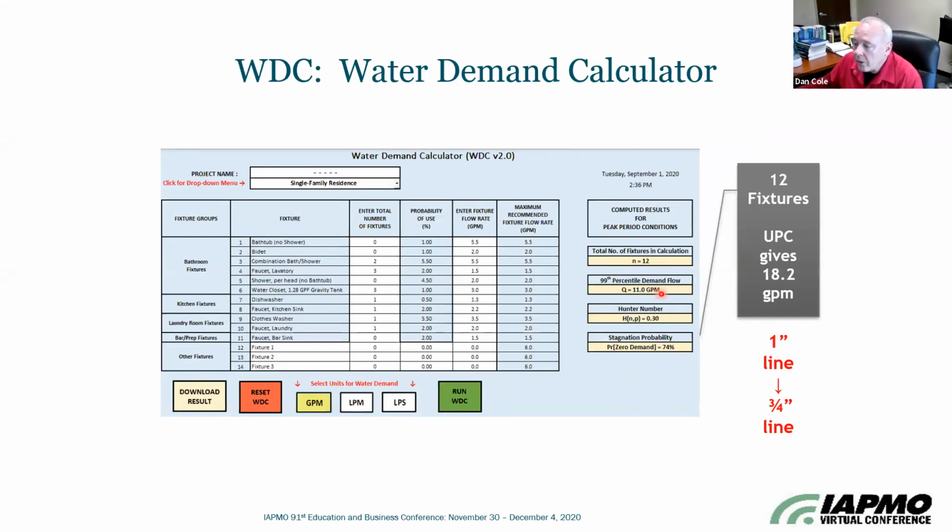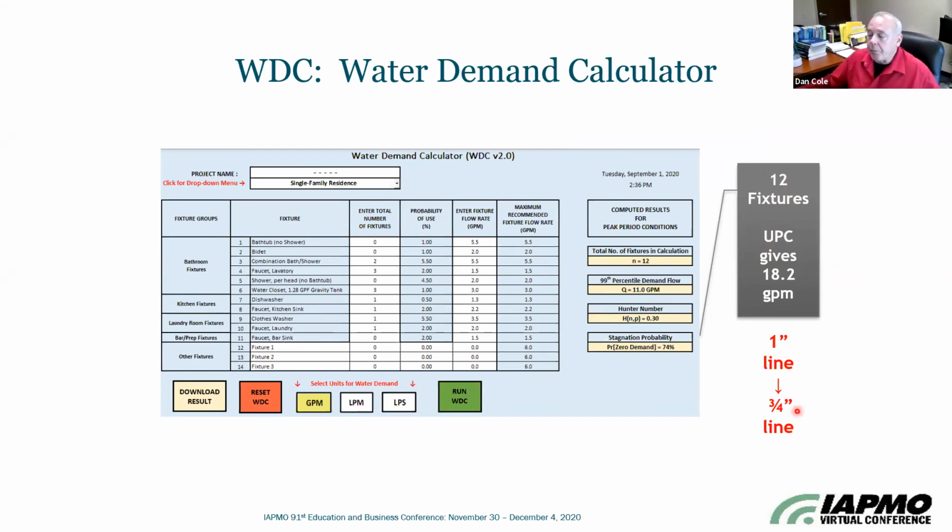The calculator calculates 11 gallons per minute. For 12 fixtures, the UPC using the fixture unit method gives 18.2 gallons per minute, allowing a reduction of the building supply from 1 inch to 3/4.